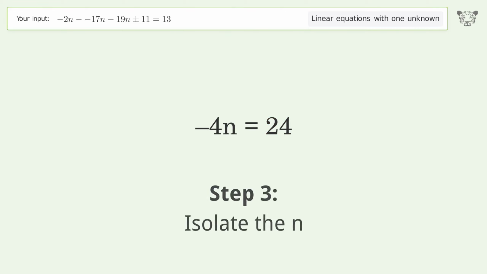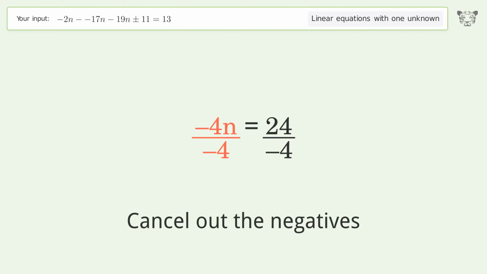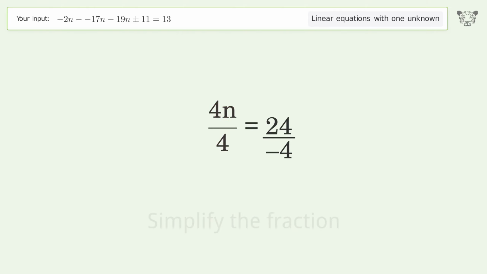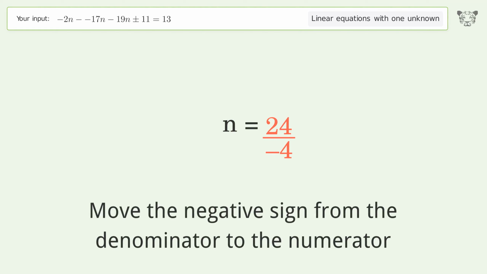Isolate the n. Divide both sides by -4. Cancel out the negatives. Simplify the fraction. Move the negative sign from the denominator to the numerator.